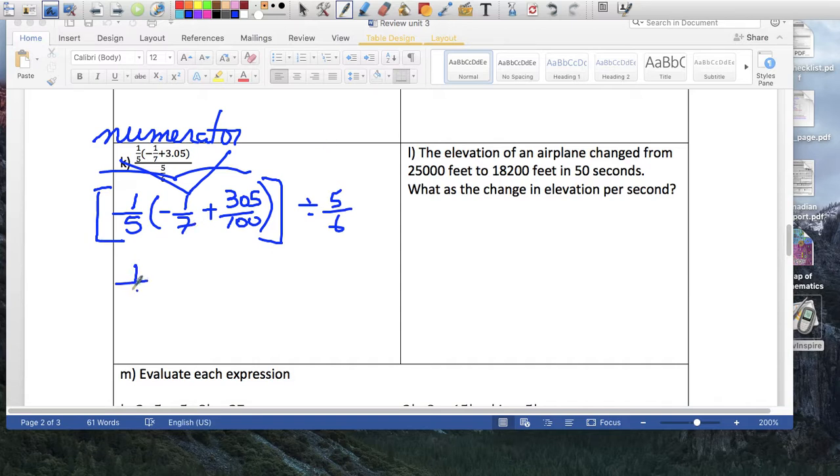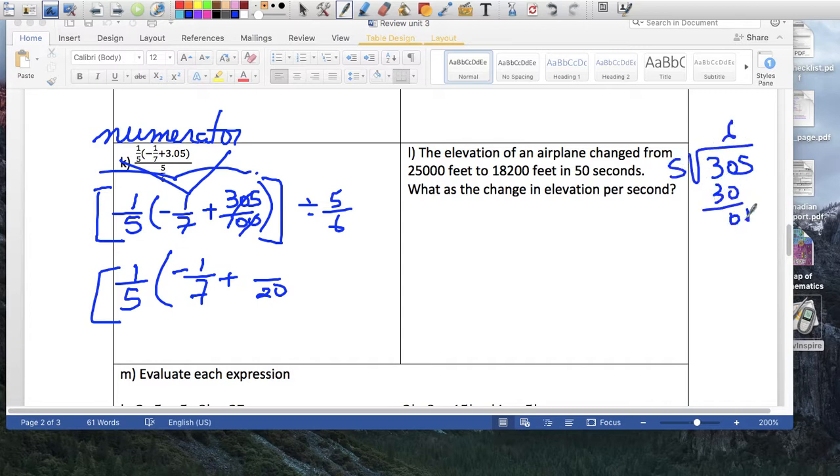So 1/5 is going to multiply with whatever number this is inside. 305 over 100. Can I simplify that? Yes, I can add it right now, find the common denominator, which is 700, or I can make my life a little bit easier. So 305, I don't like to deal with big numbers. Let me divide this by 5. So it's negative 1 over 7, plus, if I divide 100 by 5, I get 20. If I divide 305 by 5, I get, I have no idea, 61. Yeah, I get 61. Much better. Then we'll divide that by 5 over 6.